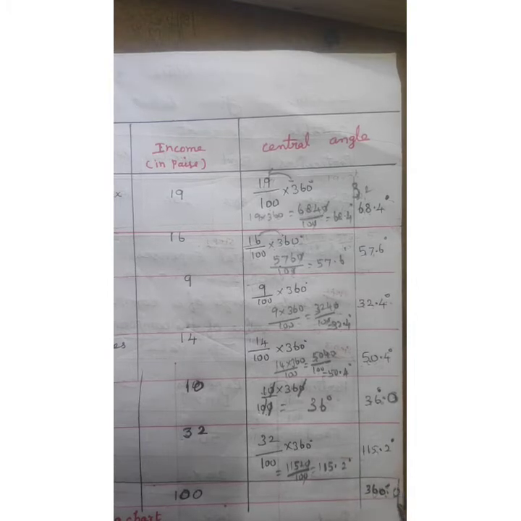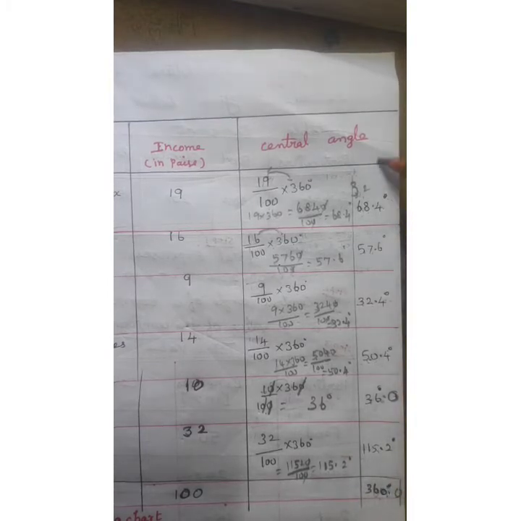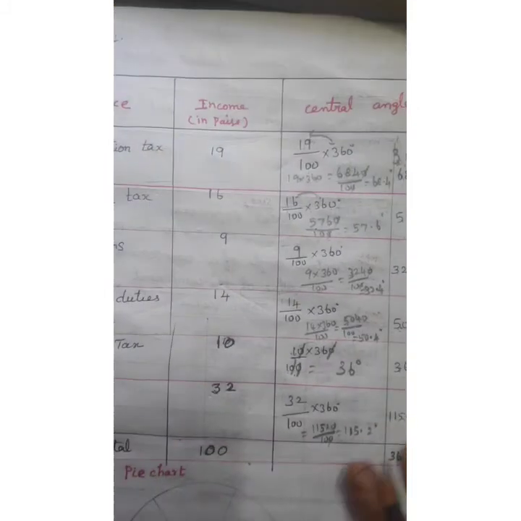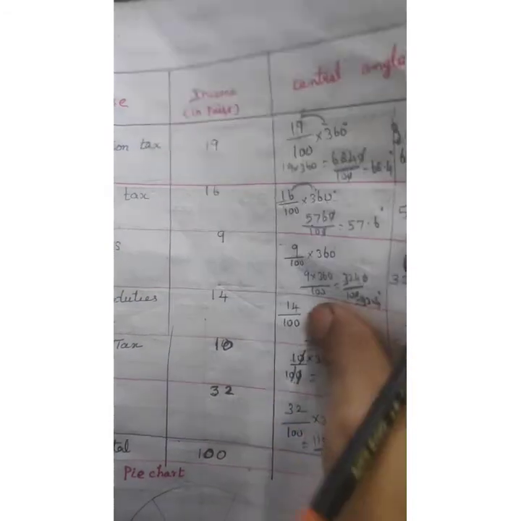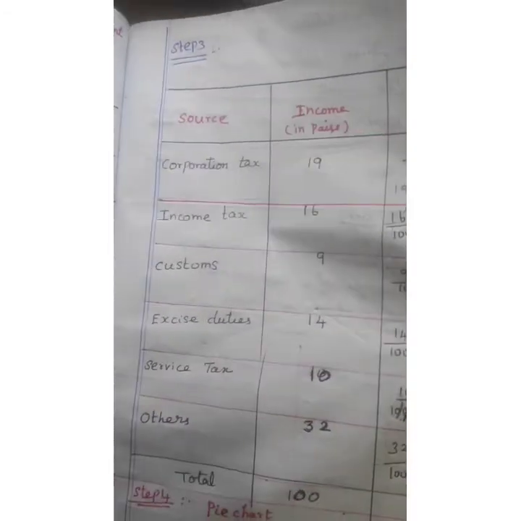So the 0 has no value, you strike it out. You add and get the answer 360 degrees. Then your answer is correct, otherwise the sum is wrong. Now you draw the pie chart. How to draw the pie chart? The last sum is done with the same method only.